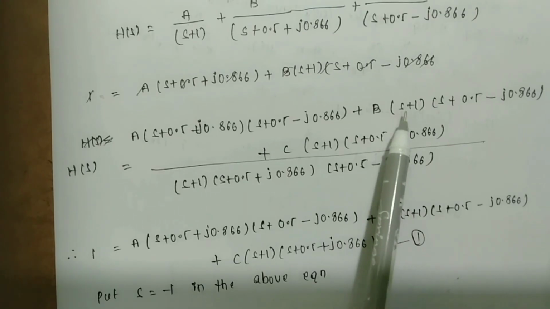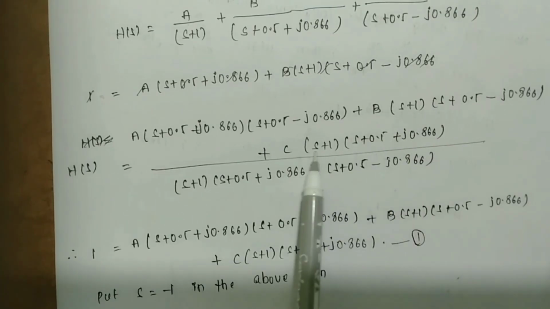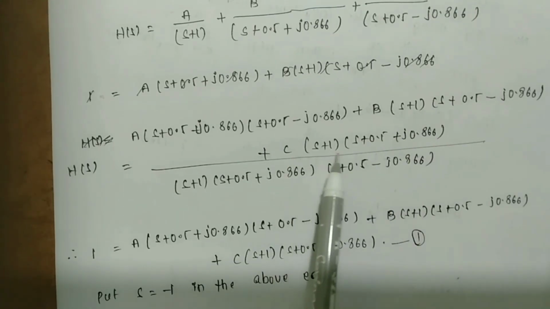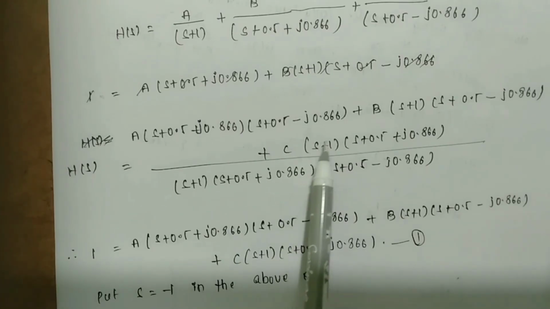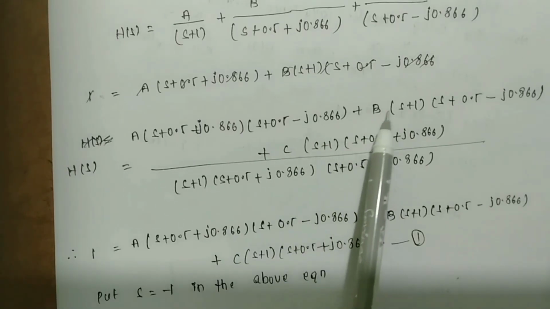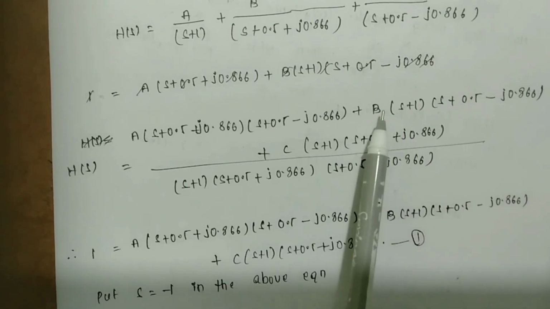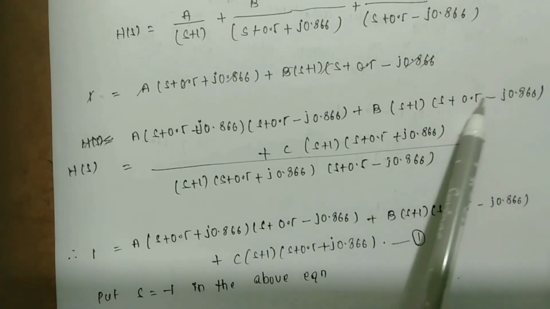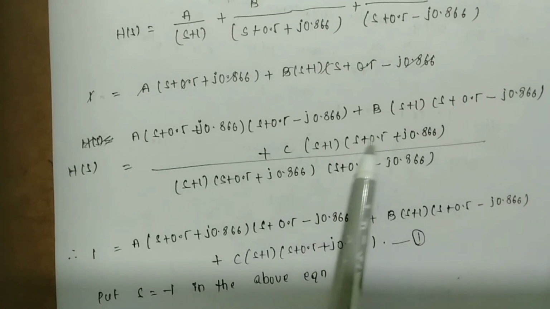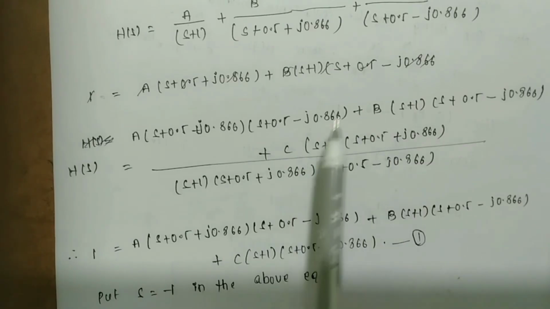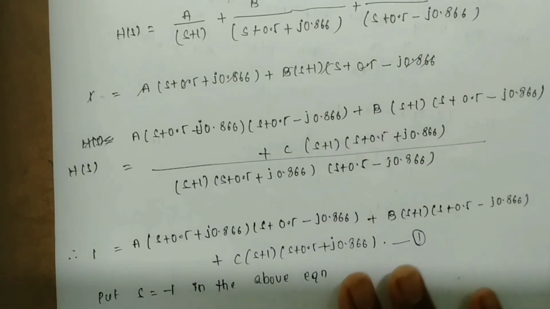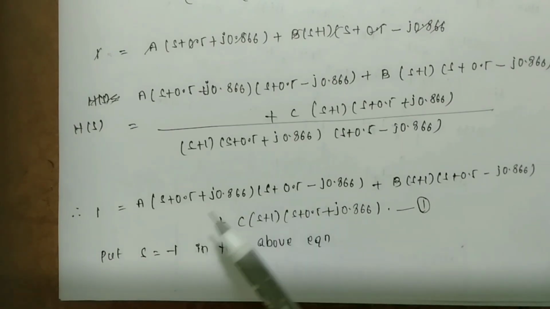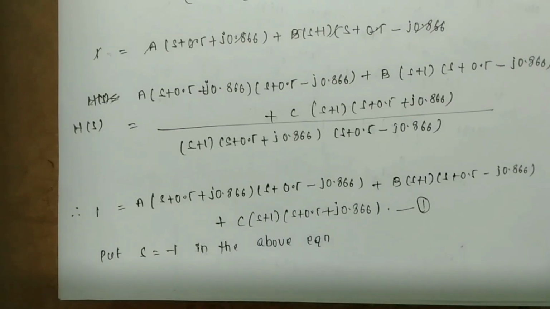Here b is multiplied with s plus 1, and c is also multiplied with s plus 1. If I take s equal to minus 1, then minus 1 plus 1 turns into 0, and here also minus 1 plus 1 turns into 0. 0 into something, this total term will be 0, and 0 into something, this total term will be 0. So b and c will be cancelled, and you will get only a. So upon that thought, I have substituted s equal to minus 1.